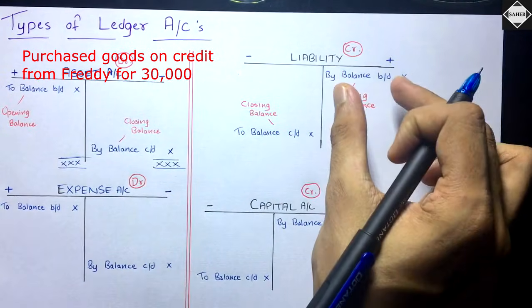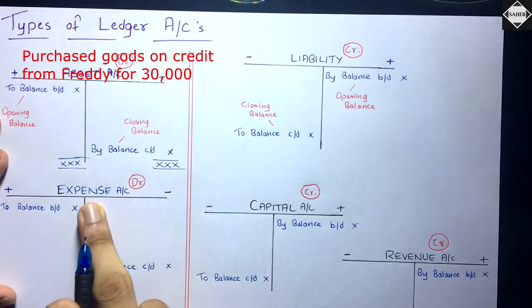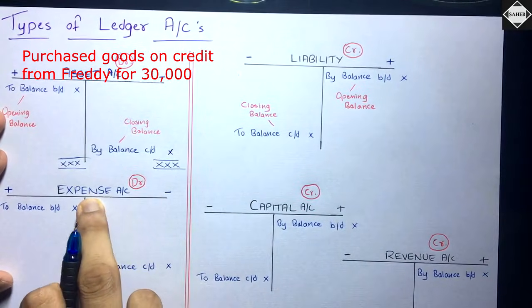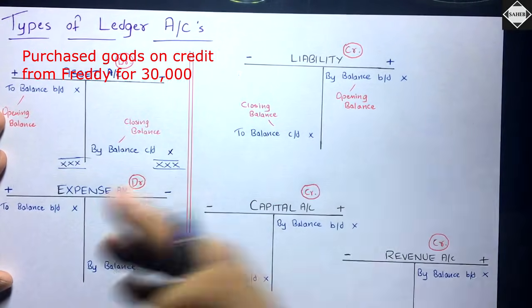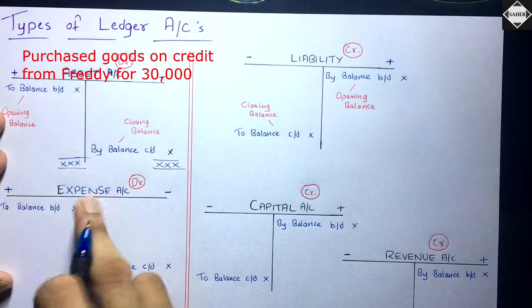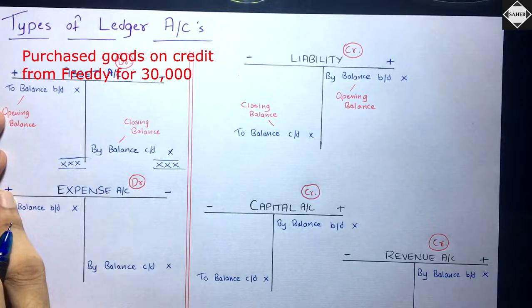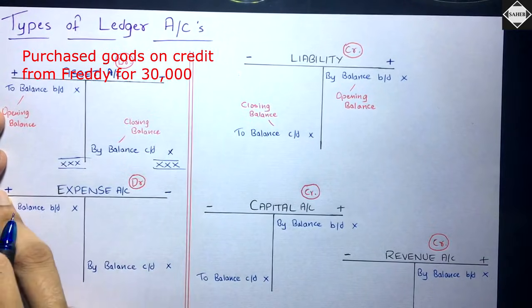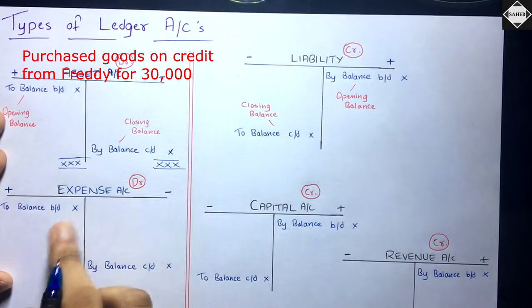Now what is the purchases account? Purchases is an expense account. So go to the purchases account, the expense account. It has a debit balance. So is our purchases increasing or decreasing because of this Freddy transaction? It is increasing, because we have got the goods. So come to the debit side, and then how did it increase? It increased because we have got the goods from Freddy. So "to Freddy account", you will take the same amount, 30,000.